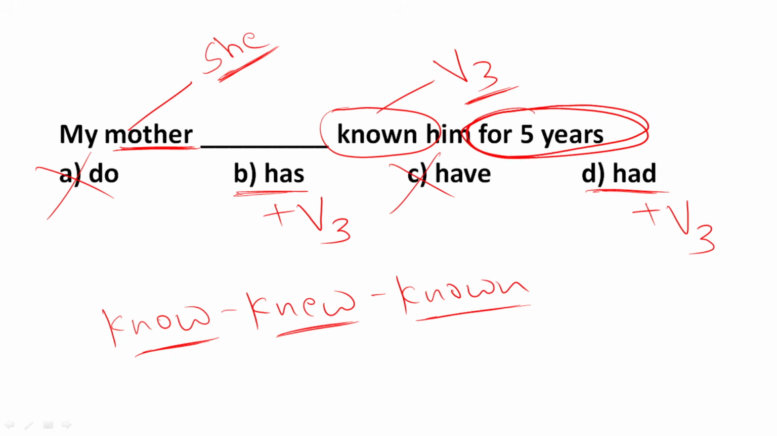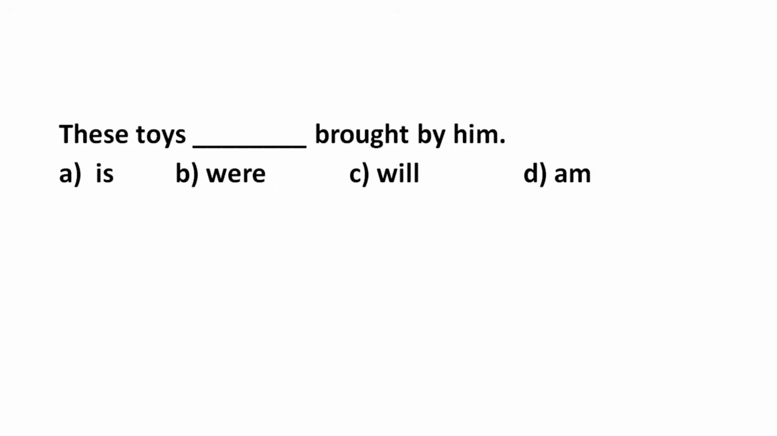You say for 5 years. When I mention a period of time, yes, we use perfect or perfect continuous. Don't worry if you don't understand it. This is only the basic grammar where you will be slowly coming across a lot of important rules ahead. But I'm sure you got it. We'll go to the next question.